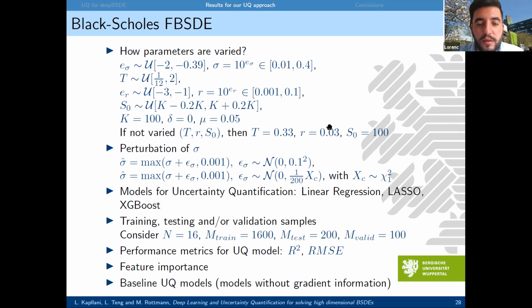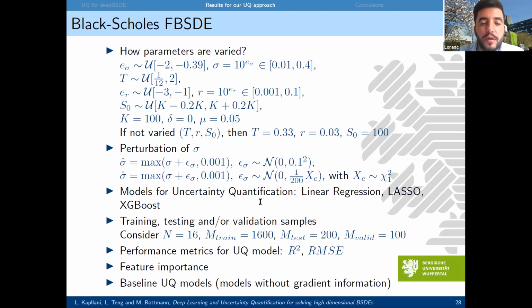and the others. For the perturbation of sigma, for the fixed case, we considered a standard deviation of 0.1. And of course, we should not have a negative volatility, so we take the maximum with respect to 0.001. If we have a stochastic perturbation for the volatility, then we consider sampling from a chi-square distribution.